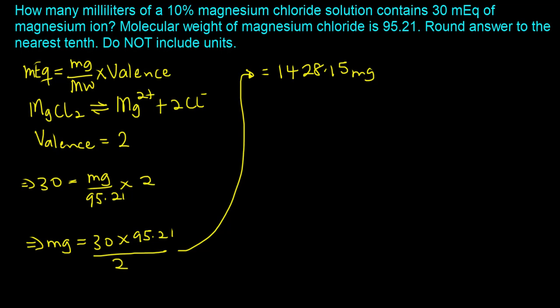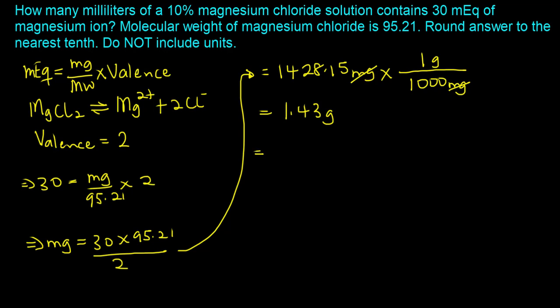But because we have the percentage strength of the magnesium chloride solution as 10%, which actually means 10 grams of magnesium chloride in every 100 milliliters, we want to convert this milligram quantity to grams. And so we do a quick conversion where 1,000 milligrams is equivalent to 1 gram. So we cancel out the milligrams and we end up with 1.43 grams.